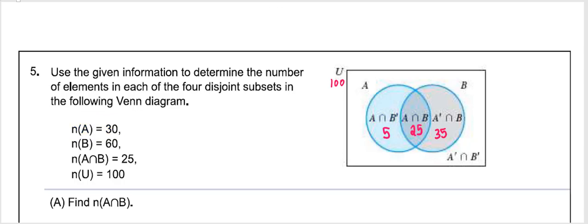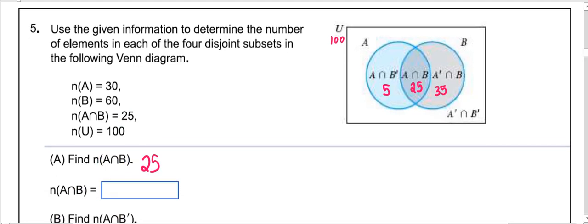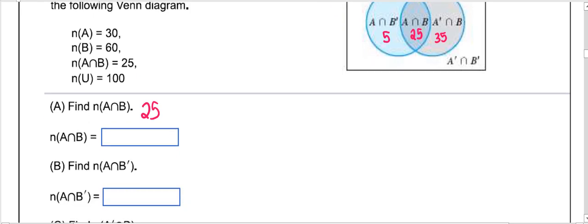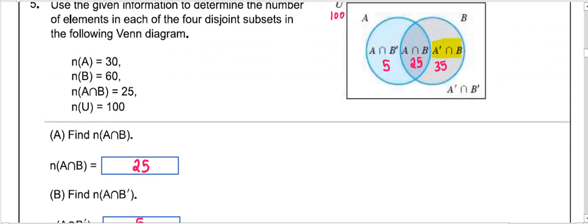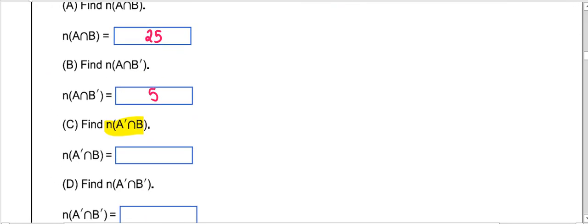All right, now it wants me to find the number of elements in A and B. Well, they already told you that. It's 25. Okay. Next, they want you to find the number of elements in A and not B. Oops, I'm going to put the 25 where it's supposed to go. So over here, the answer would be 5. Next, they want you to find the number of elements in not A and B. Not A and in B is 35.